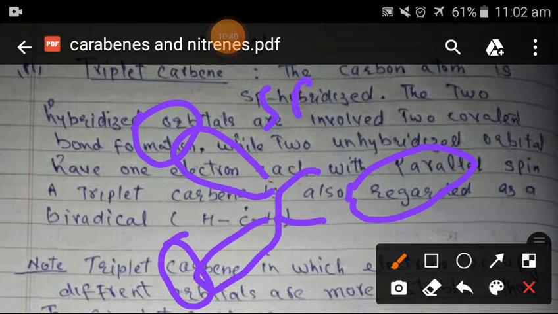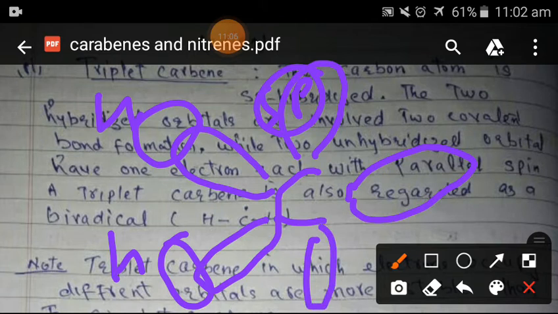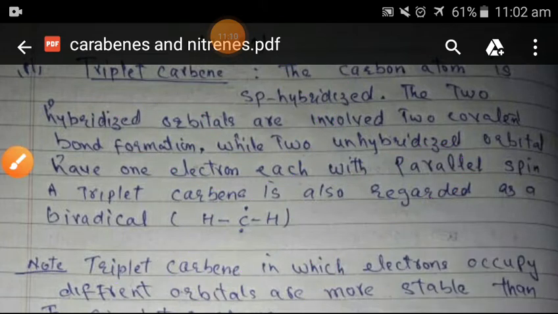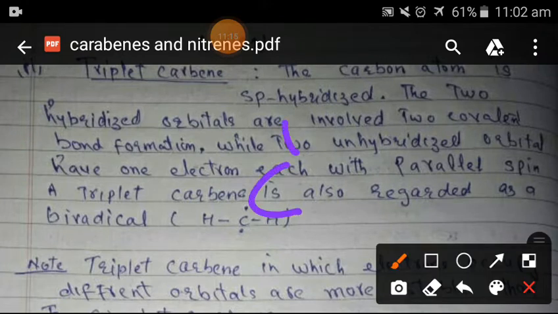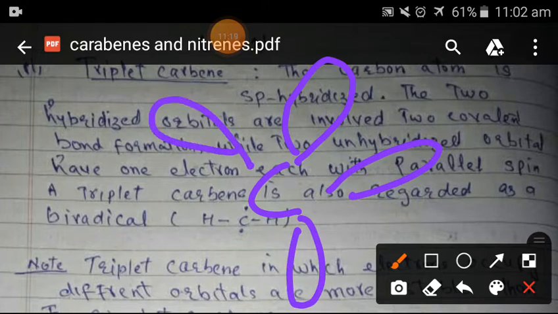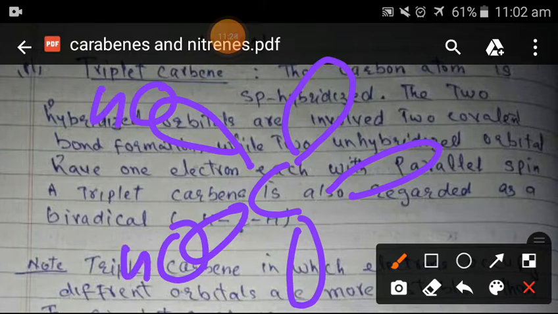Here the carbon is sp hybridized, so two hybrid orbitals are formed, which form carbon-hydrogen sigma bonds with the hydrogens. Clear? So two carbon-hydrogen sigma bonds are formed, and you know that carbon has four valency, as a result of which two unhybridized orbitals remain. In the case of triplet carbene, these two unhybridized orbitals contain a single electron each. For example, here is one orbital, there is one orbital. So the two electrons are present in different orbitals with the same spin. Clear? These orbitals are not hybridized.